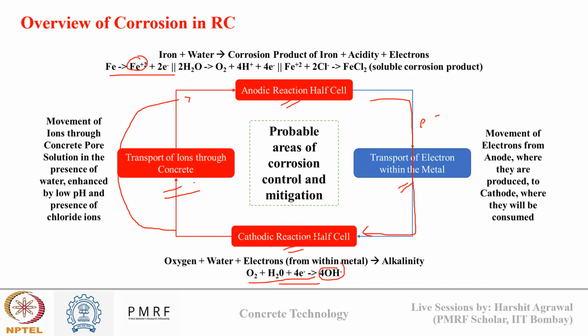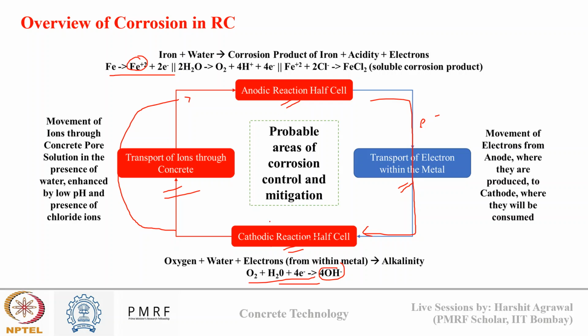Okay, now the ones highlighted in red are the ones which can be controlled. We can slow down either the rate of the anodic reaction or the cathodic reaction or both, which will slow down the overall corrosion reaction. Or we can slow down the ionic movement that is happening through concrete, which can slow down the rate of the corrosion reaction. However, we can't control the rate of electron movement that is happening inside the reinforcement.